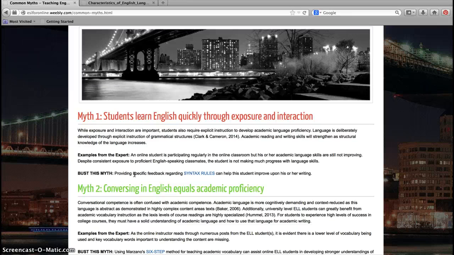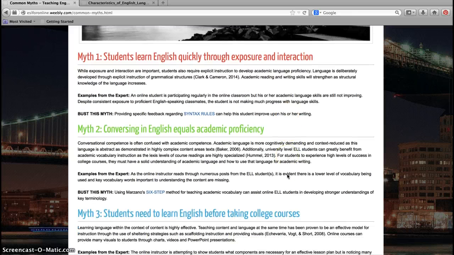Students need to understand the basic structures of our language in order to write for multiple purposes, especially in the online college classroom. They need to write in academic language. If you click on this, syntax rules, we will be coming to this in a few moments, and this is one resource you can use to help give feedback to your students to improve their writing in your classroom.